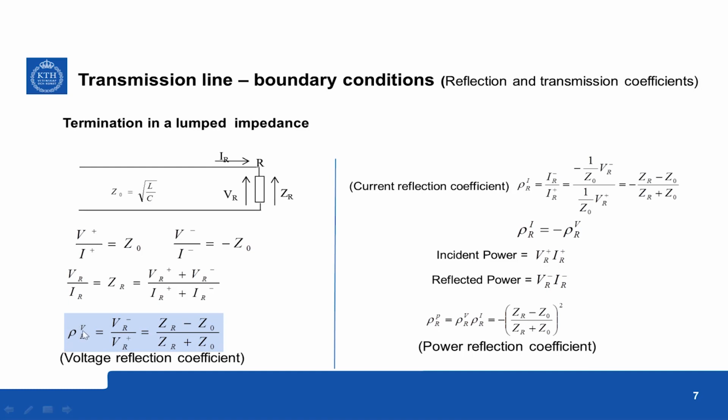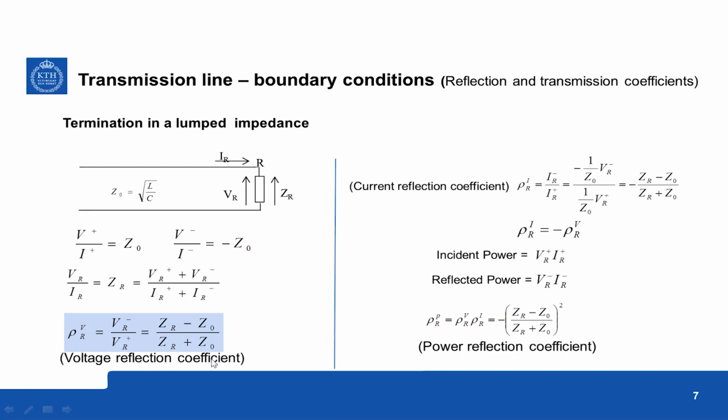So that we define with the symbol rho. So the voltage reflection coefficient, from this group of expressions, you can derive as the termination impedance minus the characteristic impedance at zero divided by the sum of those impedances. So difference divided by sum. So this is the voltage reflection coefficient.